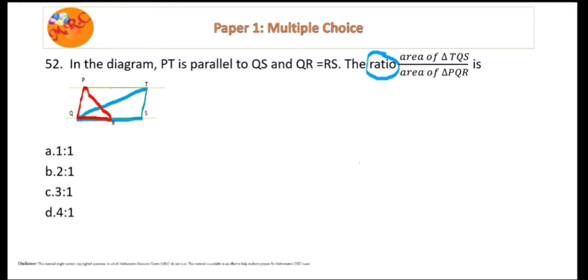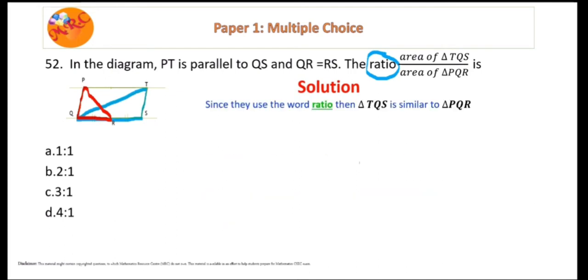Alright, so here we have a diagram, just breaking them up. So PQR and TQS. Since they use a ratio, then TQS is similar to PQR. Alright, good. Now they're asking us for the ratio of the area of triangle TQS and the area of triangle PQR.